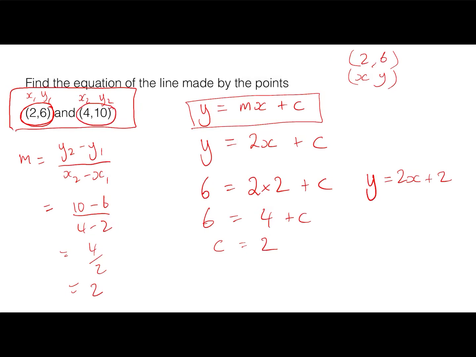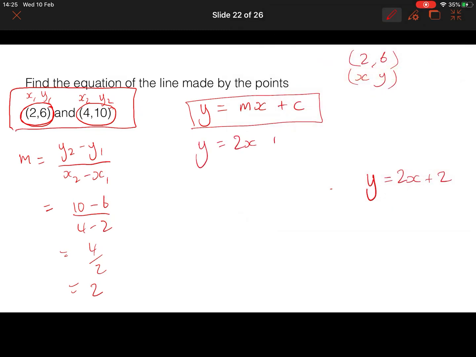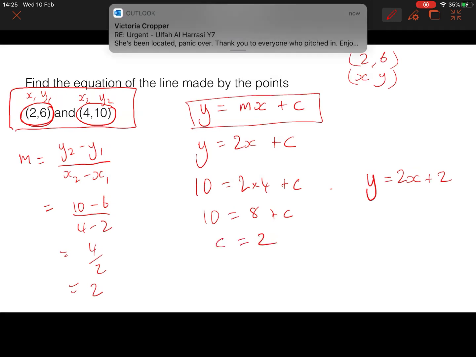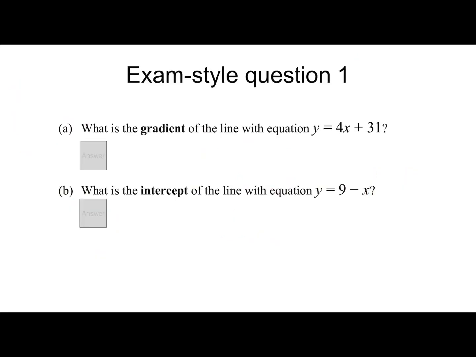By the way, I could have used this point, 4, 10. Let's just check that. Let's say I use the other point. We will get the same answer. So we know the equation is y equals 2x plus something. Let's put the other point in. If y is 10, x is 4. 10 equals 8 plus c, and it didn't matter, we still got the same answer. c is equal to 2.